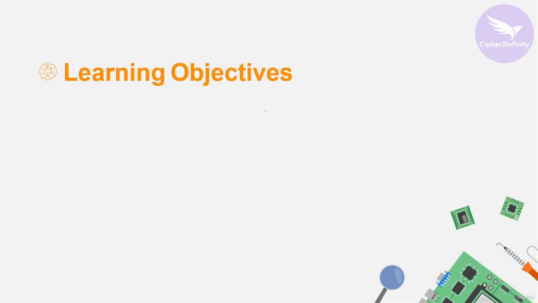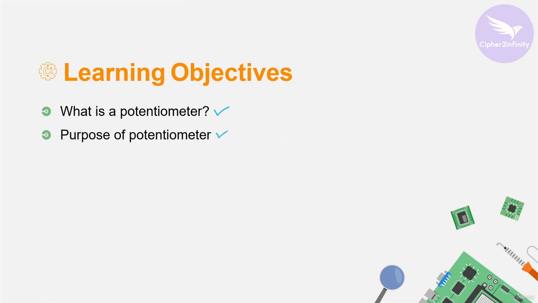Before we start, let me tell you what you will learn in this video. The first point is, what is a potentiometer? I will explain this component and we will see how it looks. After that we will see the purpose or application of the potentiometer, and I will explain how we use it in a circuit. And in the end, I will show you the different types of potentiometer that are available in the market. This is how we are going to cover this video, and I hope you will enjoy it. So let's start now.